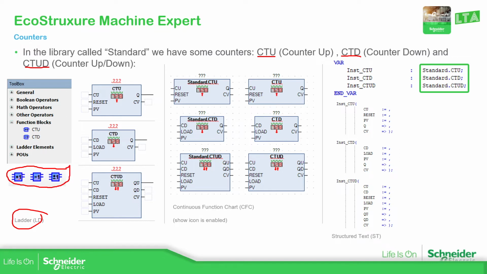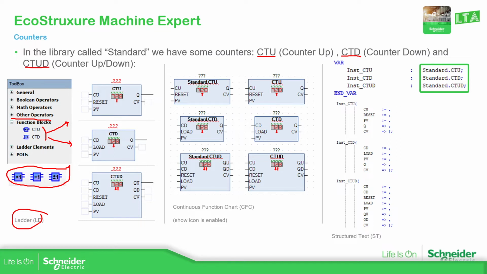If we are working in ladder, we have on the toolbar these three icons that give us direct access to the counters, or we can use the toolbox, and then in function blocks we have access to these two, just the counter up and counter down. If you need the counter up down, you can add an empty box and then type CTUD. As you can see, we have different inputs and outputs depending on the counter.